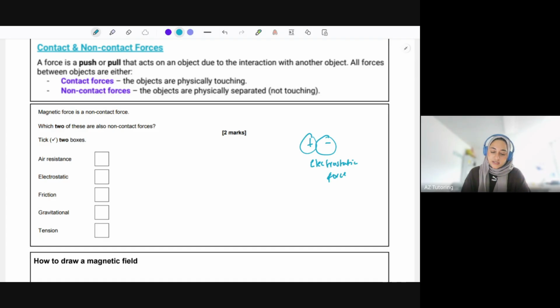So this question here says, magnetic force is a non-contact force. Magnetic force, as in between a north pole and a south pole, they attract, opposites attract. Which two of these are also non-contact forces?